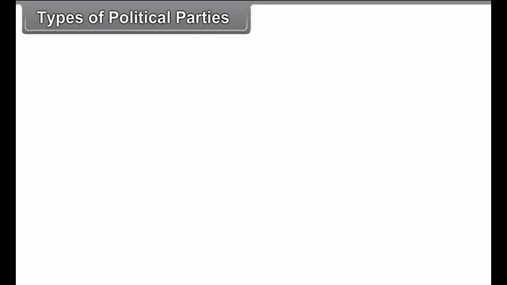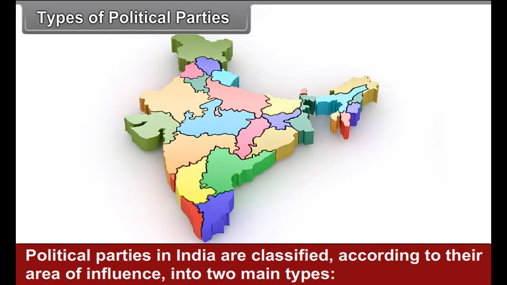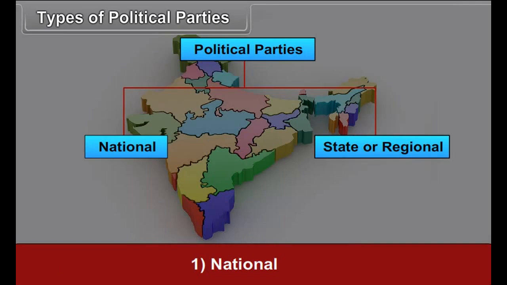Types of political parties. Political parties in India are classified, according to their area of influence, into two main types. First, national, and second, state or regional parties. Both the groups include ruling and opposition parties.